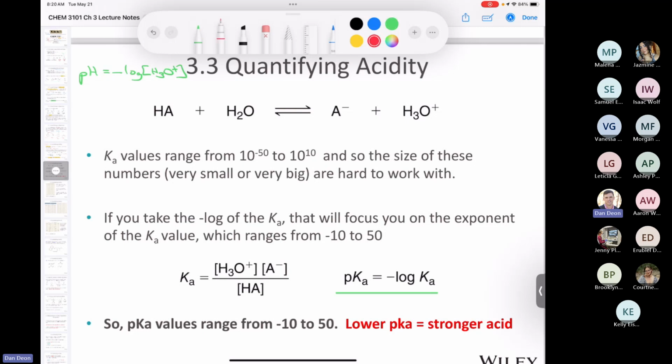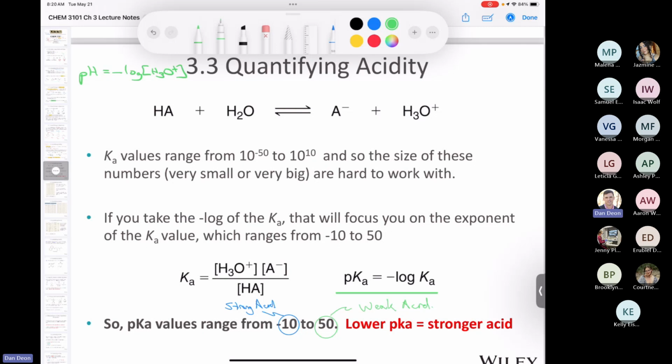If you have a really low negative number, like negative 10, that's going to be a strong acid. And if you have something with a pKa of 50, that's going to be a very weak acid. I'm talking like the weakest of the weakest. I mean, it's not a proton donor whatsoever. So there you go. A low pKa is going to be a strong acid. A high pKa is going to be a weaker acid.